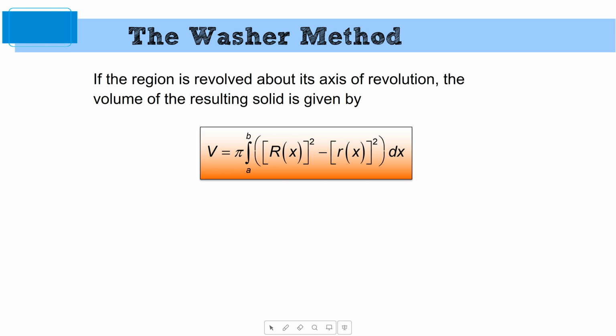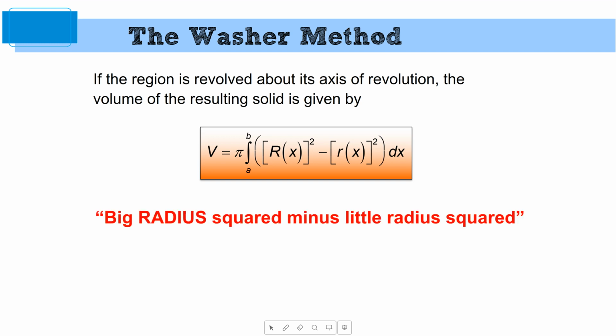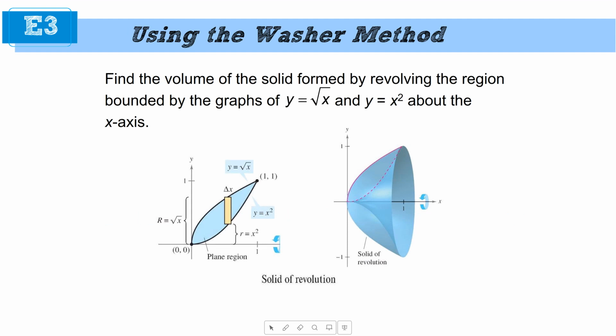There's the formula. Some of you are memorizers. You'll go home and memorize that formula. However, again, I would emphasize striving for understanding, because you still have to differentiate between all the different formulas that we've had so far. Big radius squared minus little radius squared. And you've got your pi in there, and you've got your dx in there. Are we good? Awesome. Let's do an example.